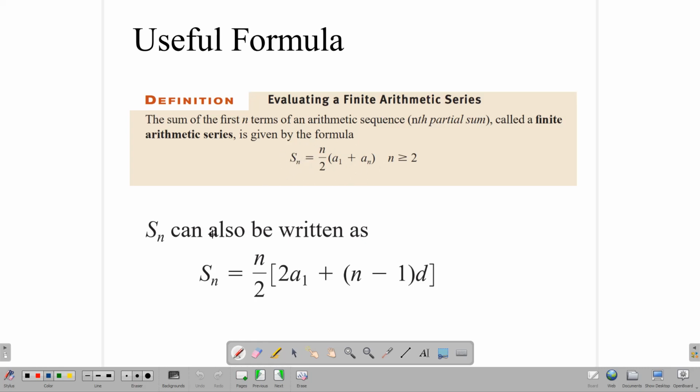And of course, if we know the number of terms but we don't know the last term, and we can find the first term and the common difference, we can use the formula in this way. Both formulas are essentially the same. Let's try and use them.